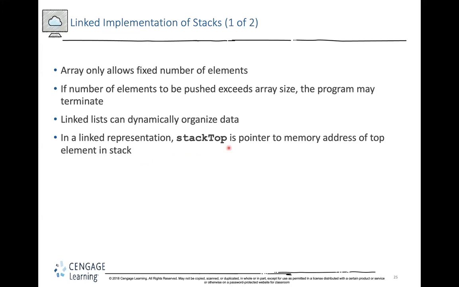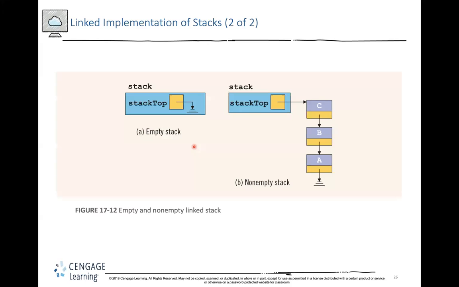In that case, the stack top is going to be a pointer to the top element of the stack. Let's take a look at this example. An empty stack has no elements. The stack top points to no pointer. If you have a non-empty stack, let's say we have 3 elements here, then the stack top points to the top element. Now, if you imagine you turn this representation counterclockwise by 90 degrees, this is a linked list. Essentially, stack top is pointing to the head of the list.